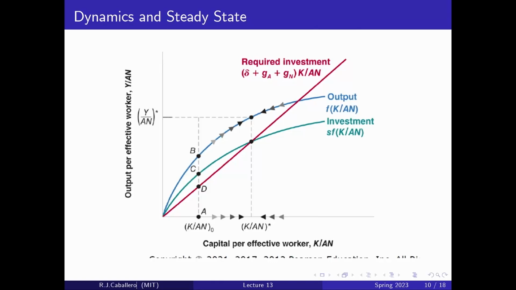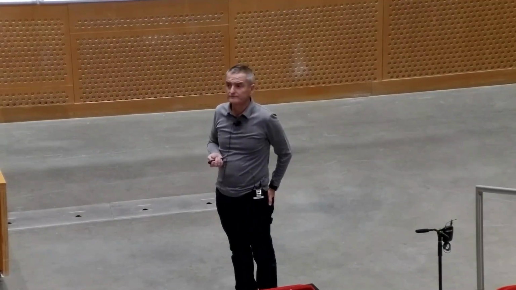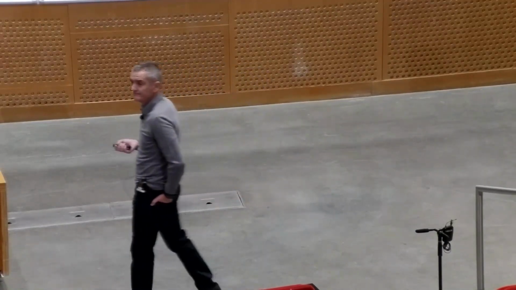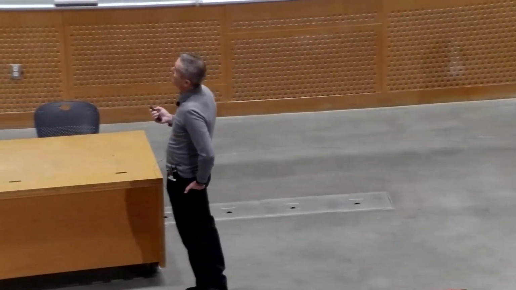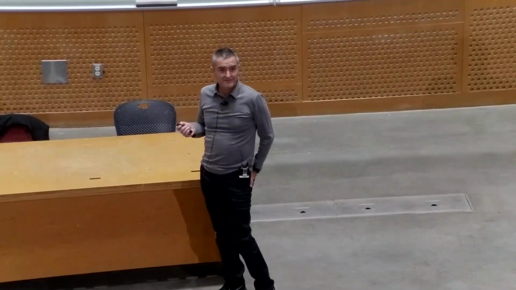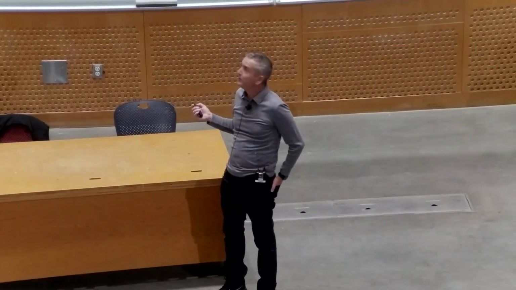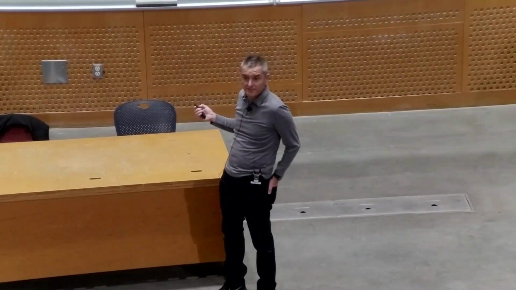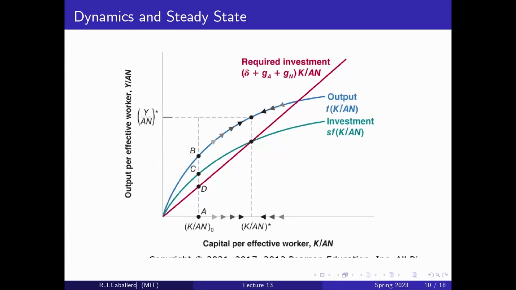But output will be growing at which rate in the steady state? In any steady state here? What is the rate of growth of output? If output over AN is constant in the steady state, how can that happen? Output has to be growing at which rate? At the same rate as the denominator. So it's gA plus gN. Okay.